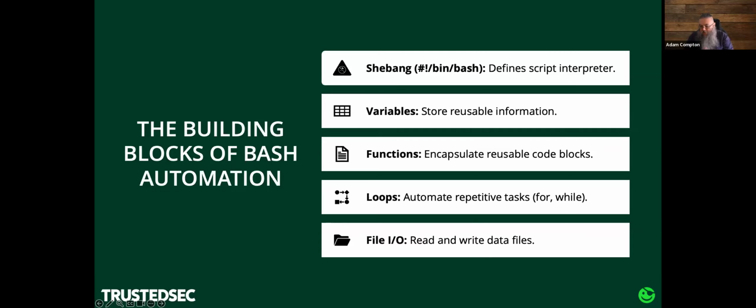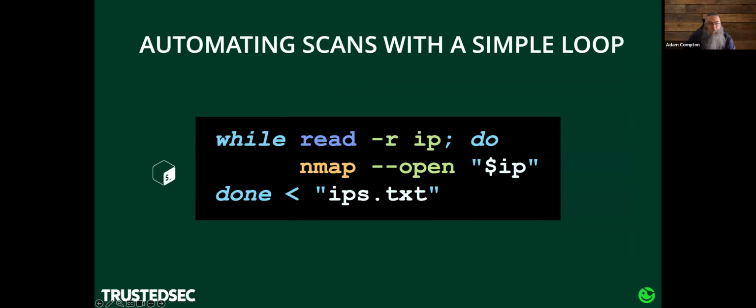A function is a block of code that you might want to run multiple times. So you write it one time and call it multiple times. Loops is when you're just wanting to do something for the next 10, for i equals 1 through 10, do the following. And file IO, reading in files, writing out files.